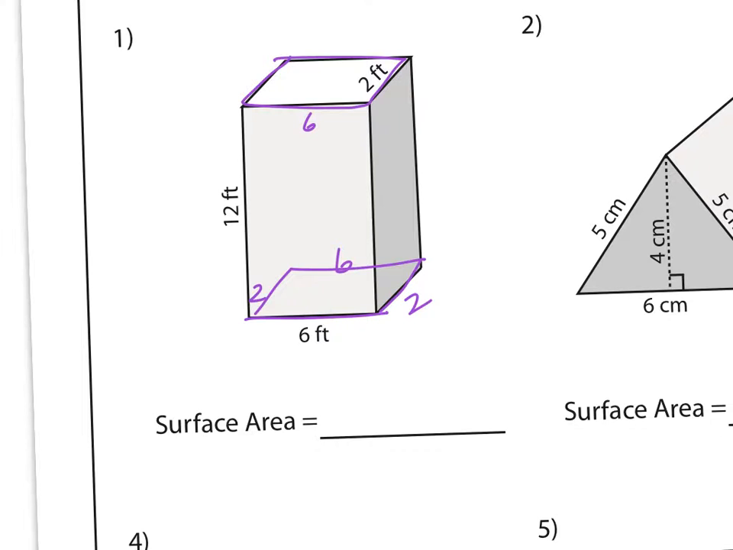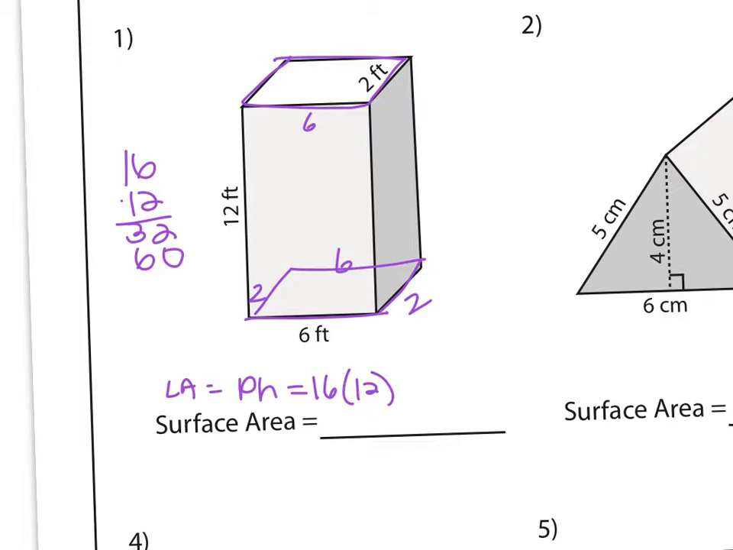So let's start with lateral area, which we just said was the perimeter times the height. Perimeter being the perimeter of the base. So how do I find perimeter of a shape? Add up all the sides. So if the base is the bottom, 6 plus 2 plus 6 plus 2, or 8 plus 8, which is 16. The height is the height of the prism. So this is going to be the side length that's connecting the two bases. In this case, it's 12. And then all I've got to do is multiply 16 times 12. That's the lateral area.